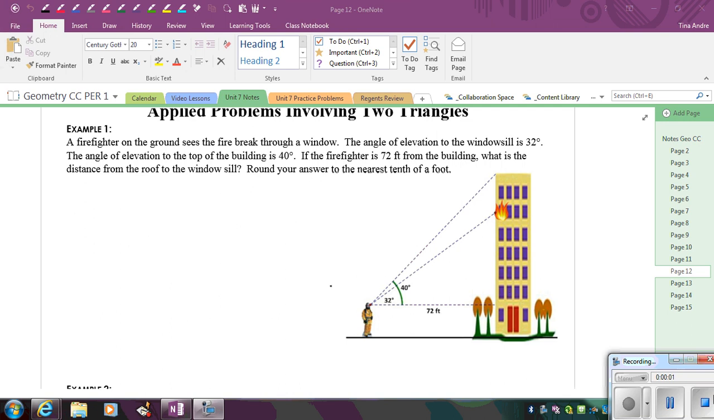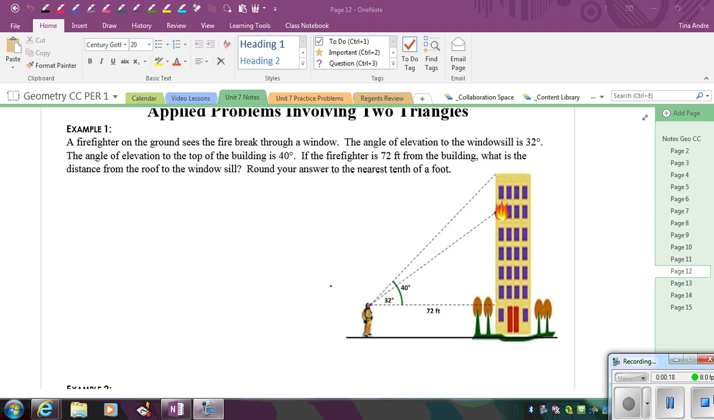In this video, we're going to look at some more application problems for right triangle trig, but this time we're going to look at situations that involve more than one right triangle. So this first example, we have a firefighter on the ground that sees a fire break through a window.